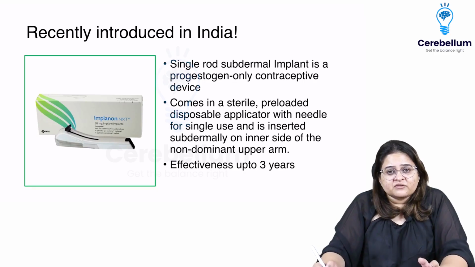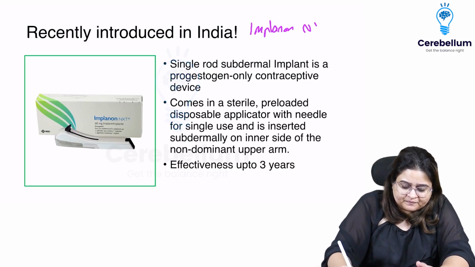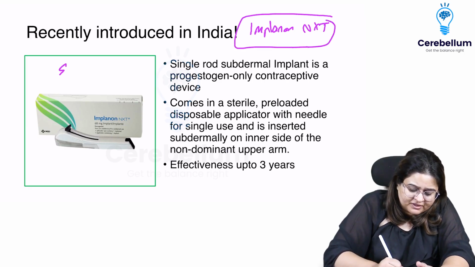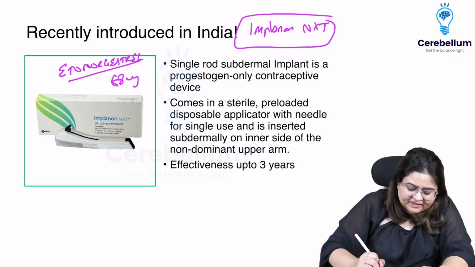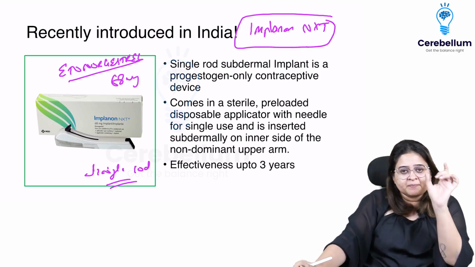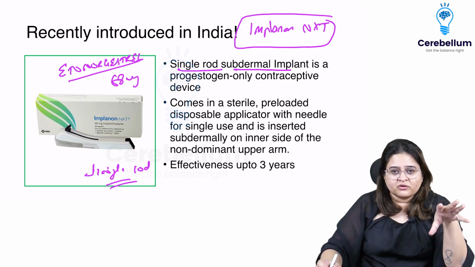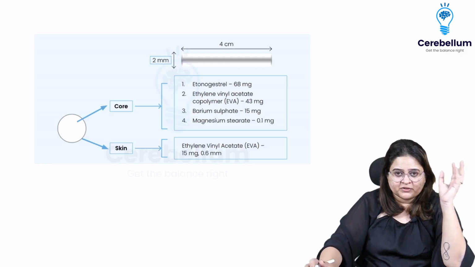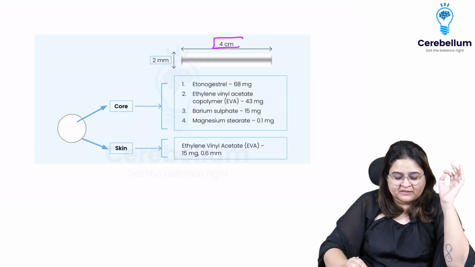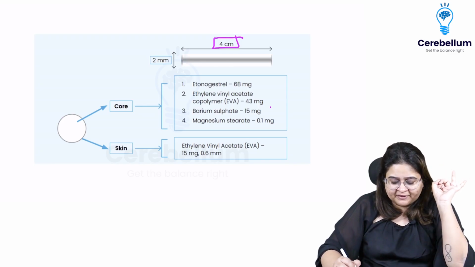Which one of these has been recently introduced in India? It is the Implanon NXT. So the Implanon NXT, which contains what? It contains etonogestrel. How much? 68 milligram in a single rod. So it is a single rod subdermal implant containing etonogestrel, and it is effective up to 3 years. This is important to remember. What else should you know? It is a 4 centimeter rod. It is again radio opaque because it has barium sulfate.